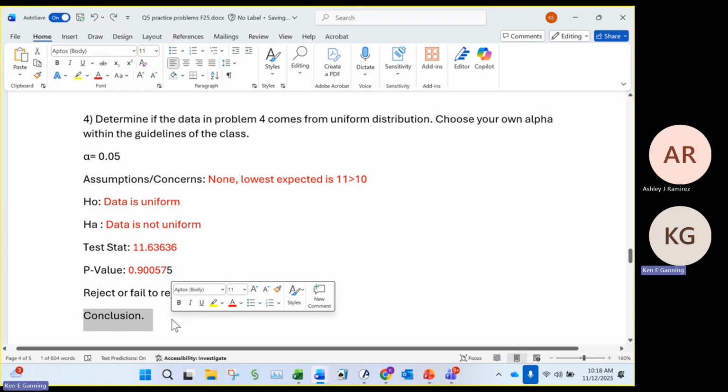Probably does. Well, I shouldn't say it probably does, but perfect 0.9 is well above. Fail to reject means it's consistent with a uniform distribution.